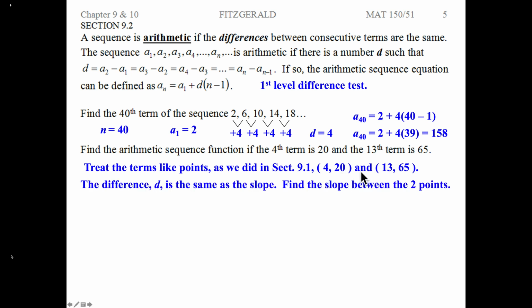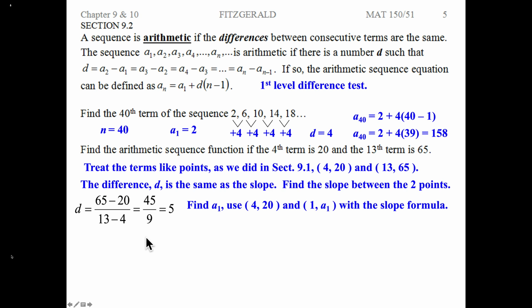So let's find the slope between these 2 points. D is the slope. So second y, 65, minus 20, that's 45. Second x minus 4, 9. Divide these two. 45 divided by 9 is 5. There's d. Now, we can use this slope concept again to find the first term of this sequence. So we'll use 4, 20 over again. Your first point is 1, comma, I don't know what the y-coordinate is.